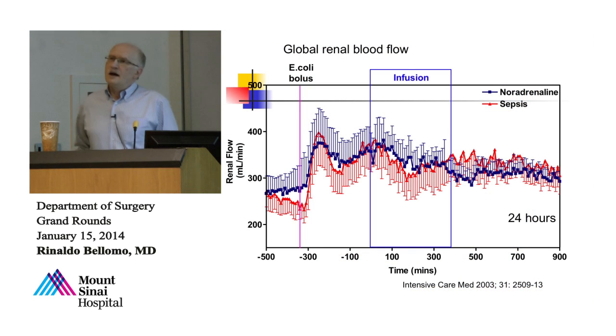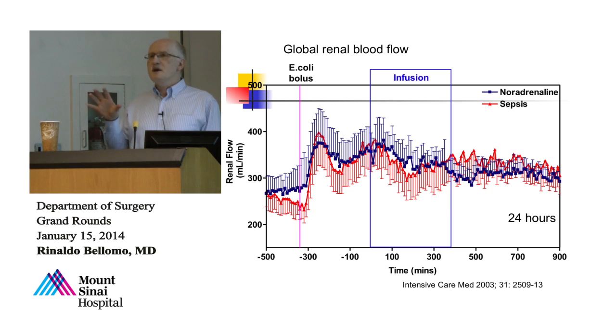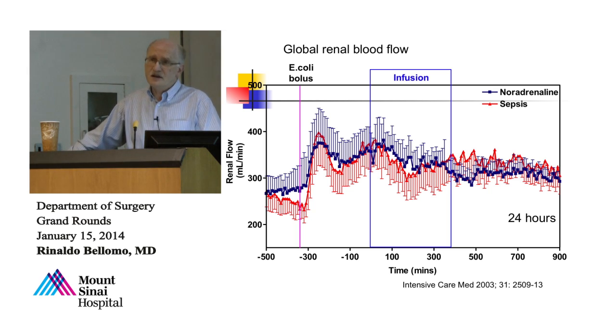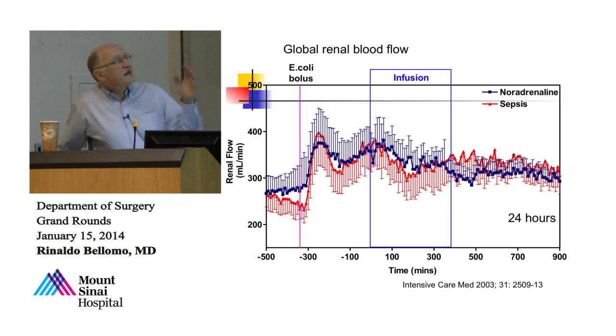Now, in human beings, all of that can be measured, but in human beings, you cannot measure renal blood flow. You don't have a transit time flow probe around the renal artery, and measuring renal blood flow in man continuously is currently impossible. But in these large animals, we have the ability to measure renal blood flow.